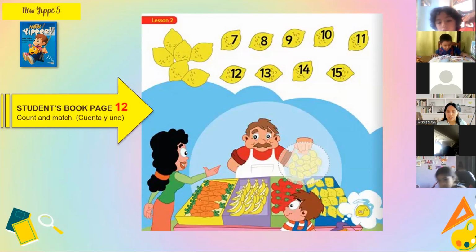Okay, this is the page number 12. And here in this page, we have to count and match. Cuenta y une. Okay? First, let's watch this video. Vamos a ver el videito de nuestro queridísimo amigo Jingle. Okay? Let's watch the video.